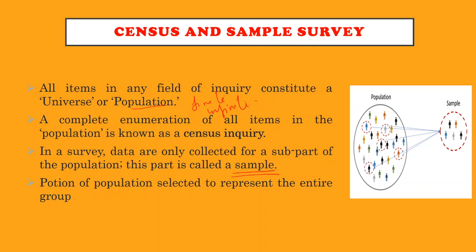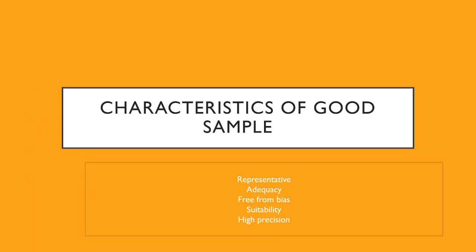For example, suppose a doctor examines a few drops of blood to test the blood of a patient, or in order to check the quality of a bag of rice, we take a few grains out of it. These are some of the examples of a sample. So a sample simply means a subset of the population, and this sample represents all the characteristics of the population. Okay. And now we will see what are the characteristics of a good sample.